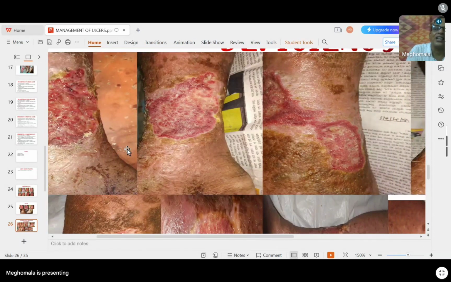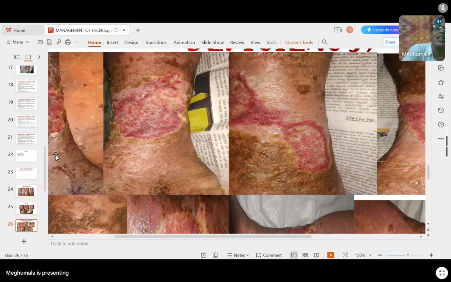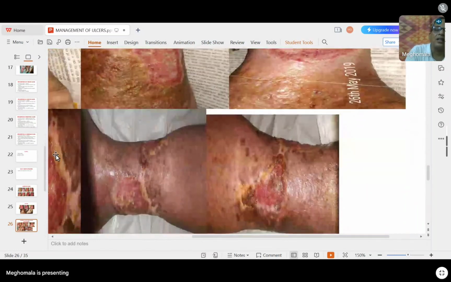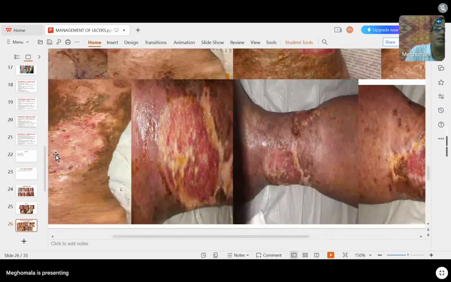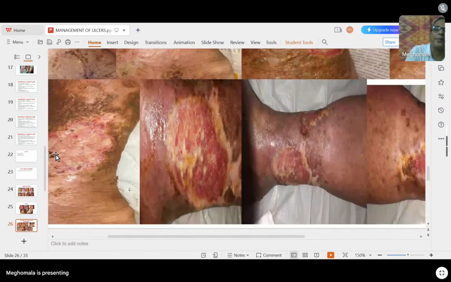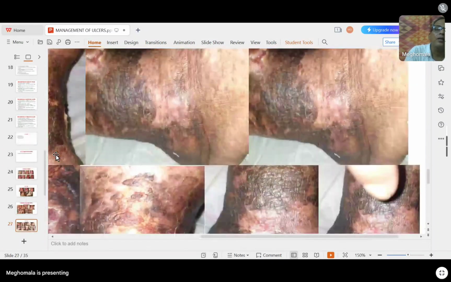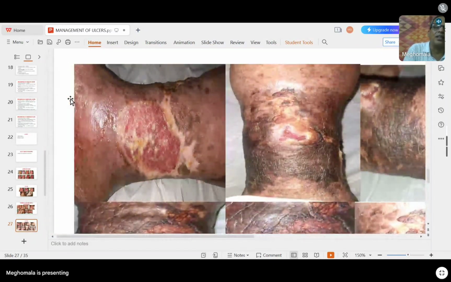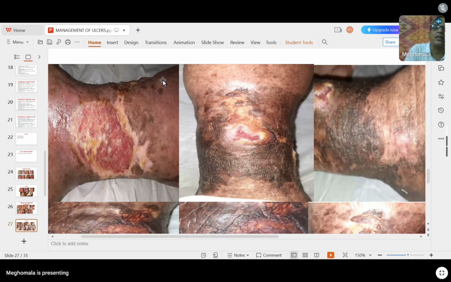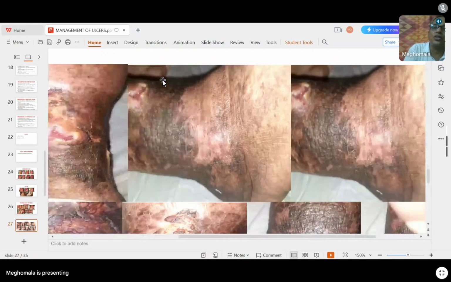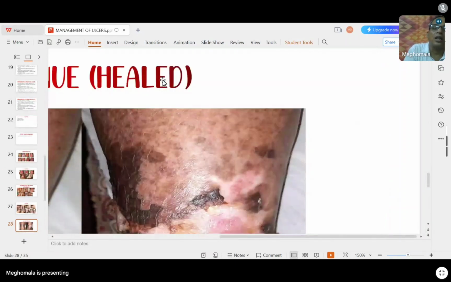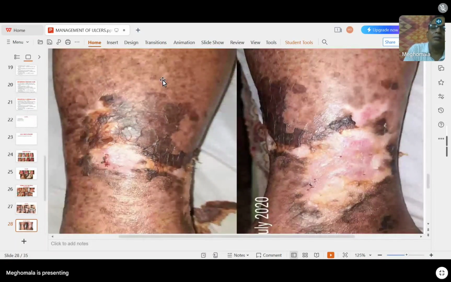In that way you see the middle part, two parts are there. Then healing is going on, healing is going on, and ultimately it heals.